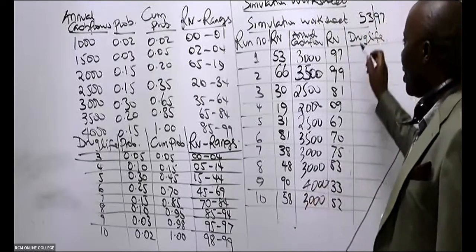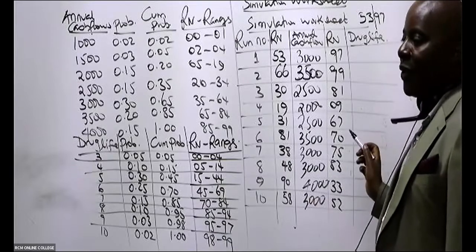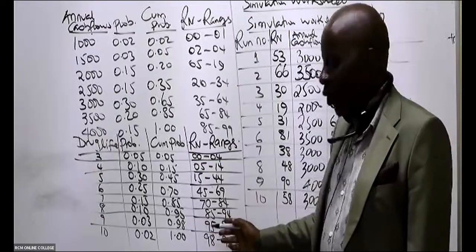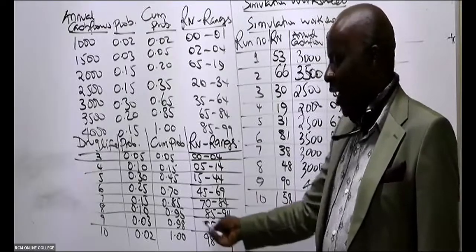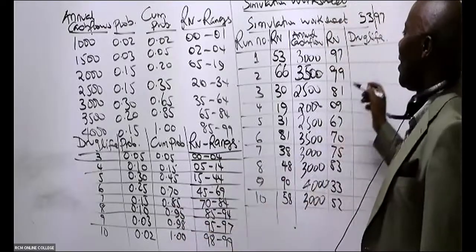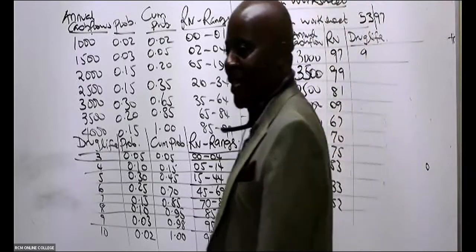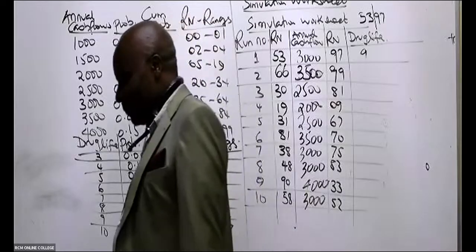How about these drug lives, shelf lives? 97. Another drug life now. So where is 97 here? How many years? 9 years, yes. So have you already finished this column? Have they finished this column?